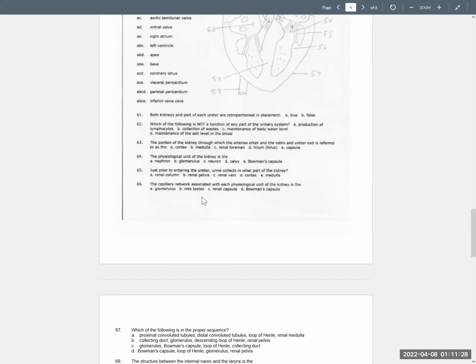66. The capillary network associated with each physiological unit of the kidney is what? Well, you know, there are 2 capillary networks, the glomerulus and the vasa recta. So we better not find both of them here. I only find glomerulus. And that's the answer.